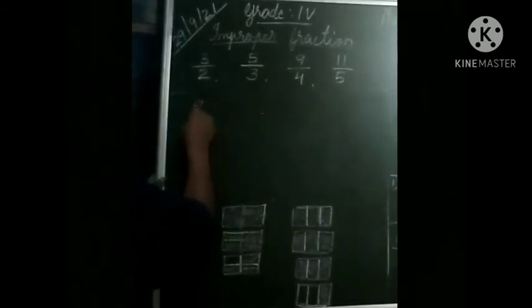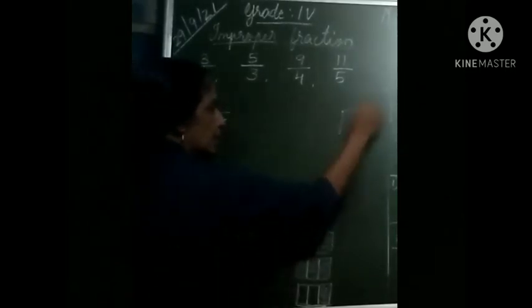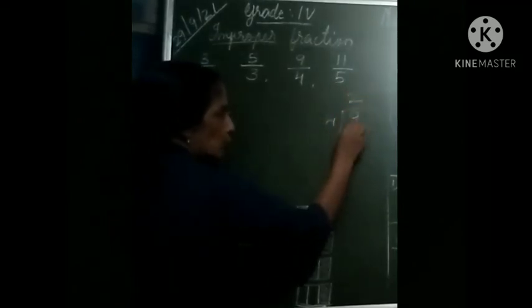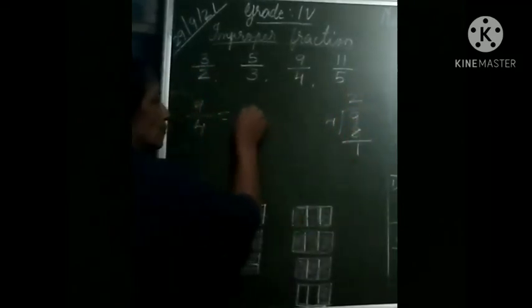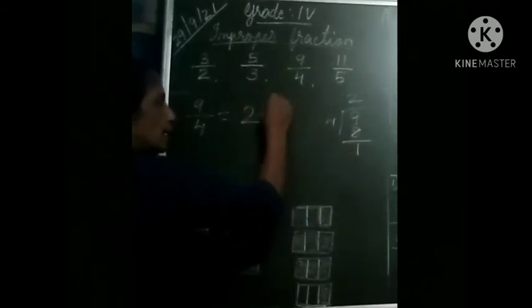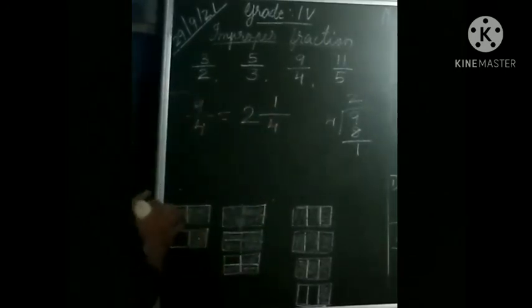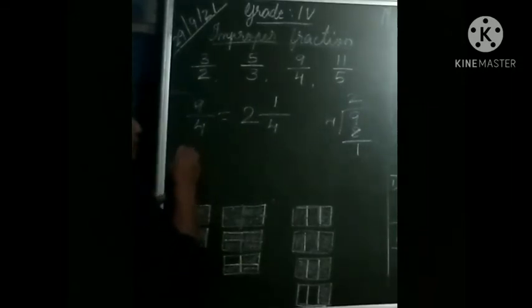Next one, 9 by 4. This is an improper fraction because the numerator is big. We can convert 9 by 4. How many times does 4 go in 9? 2. 4 2s are 8. Balance 1. Therefore, we can write the quotient 2 as the whole part, and 1 and 4. Is it correct? 4 2s are 8. 8 plus 1, 9.